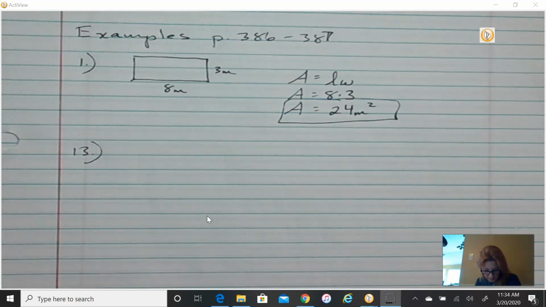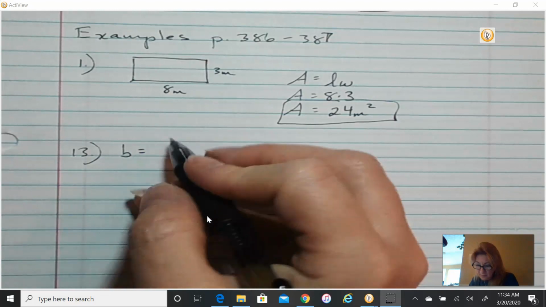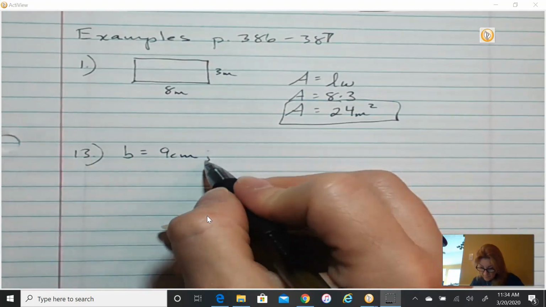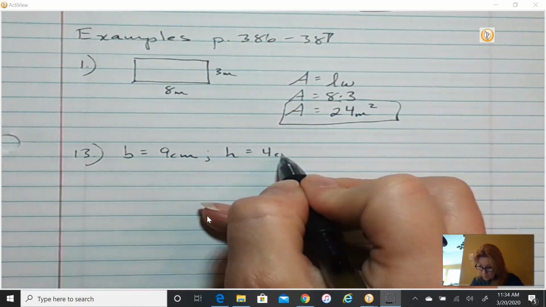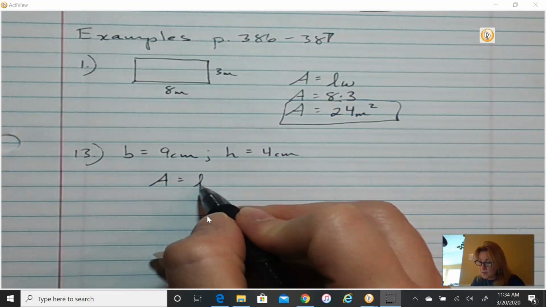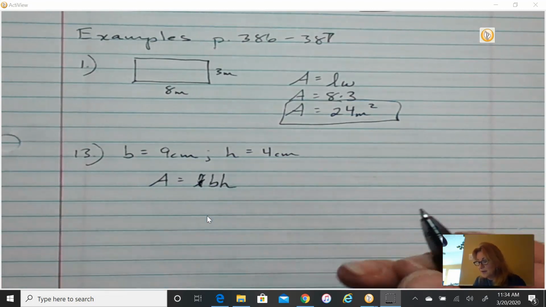They said find the area of each thing. Your base equals 9 centimeters. Height equals 4 centimeters. Again, area equals length... oh, they're giving you base and height, but it's the same thing. Base times height.